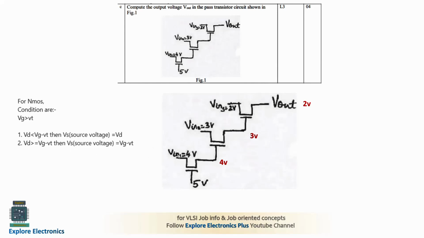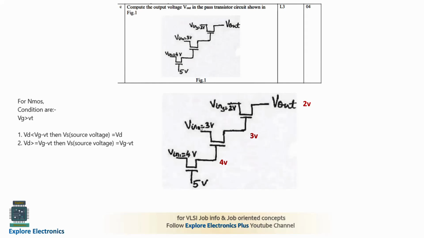Suppose 4 volts is given over here and 5 volts is given at the gate, so the gate voltage is more than the drain voltage. Even if we take the drain voltage as 4 volts and calculate VG minus VT, VG is 5 volts and the threshold voltage will be somewhere around 0.7 volts. If we subtract 0.7 volts from 5 volts, it is 4.3, which is greater than the drain voltage of 4 volts. That's why the source voltage will be the same as the drain voltage, 4 volts.